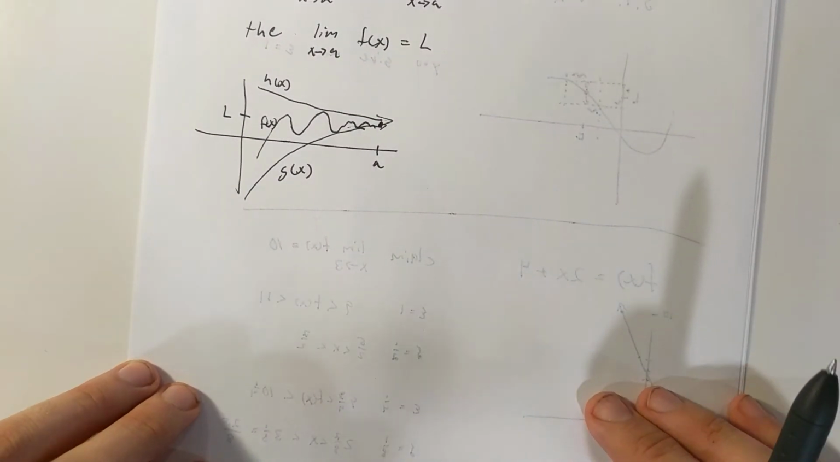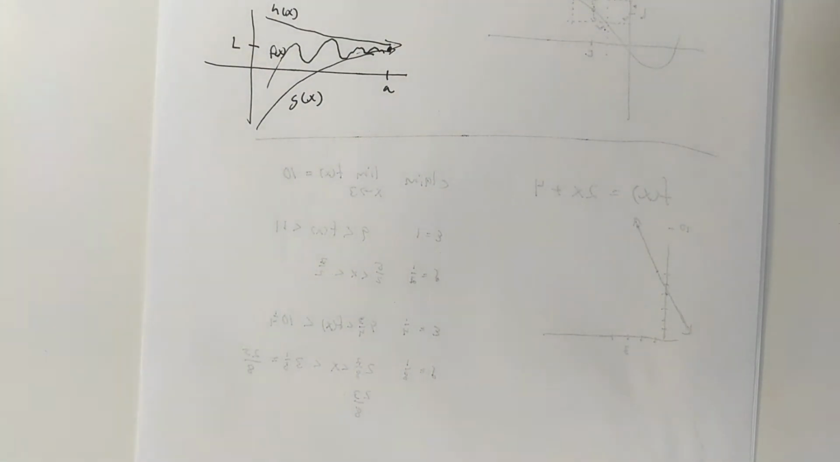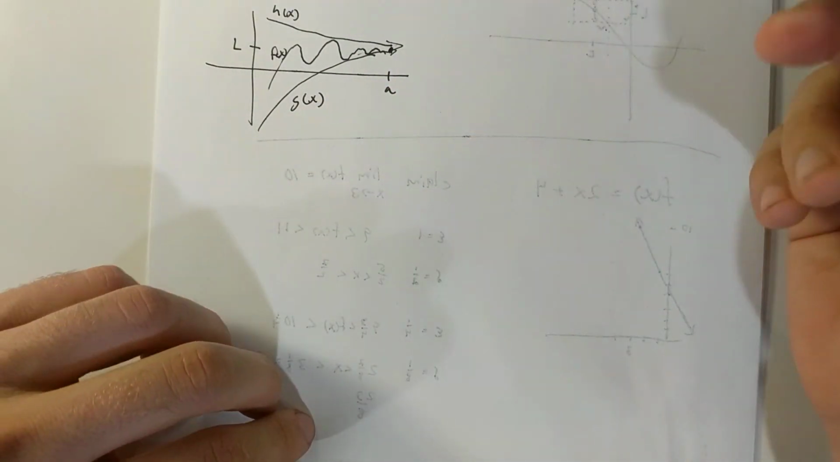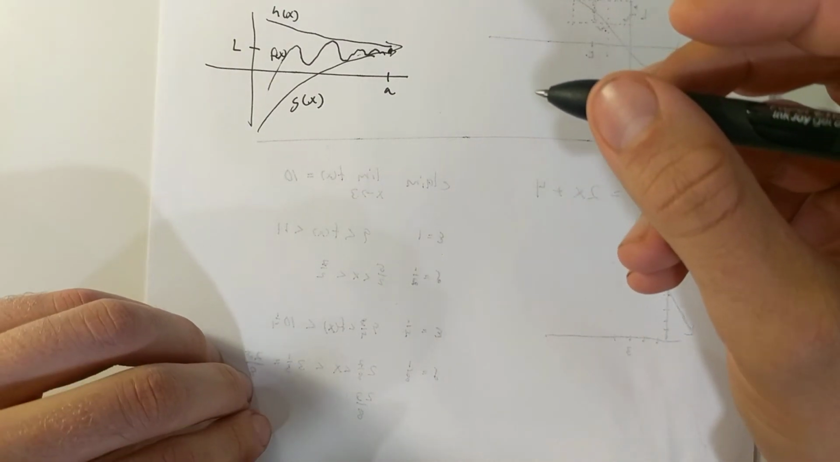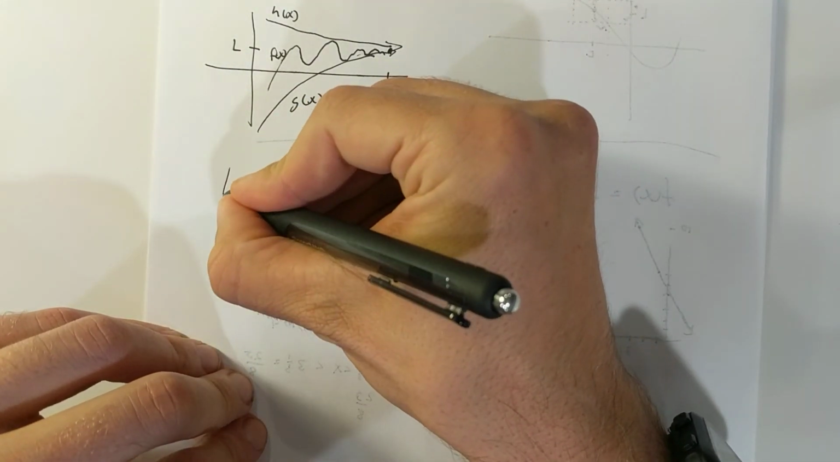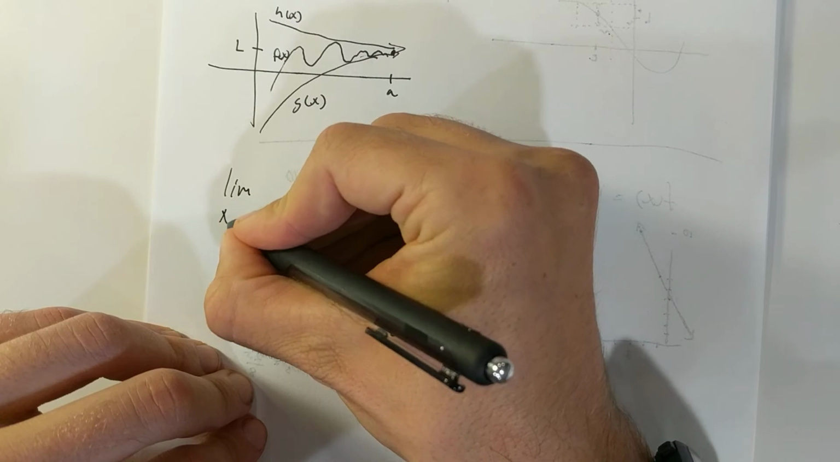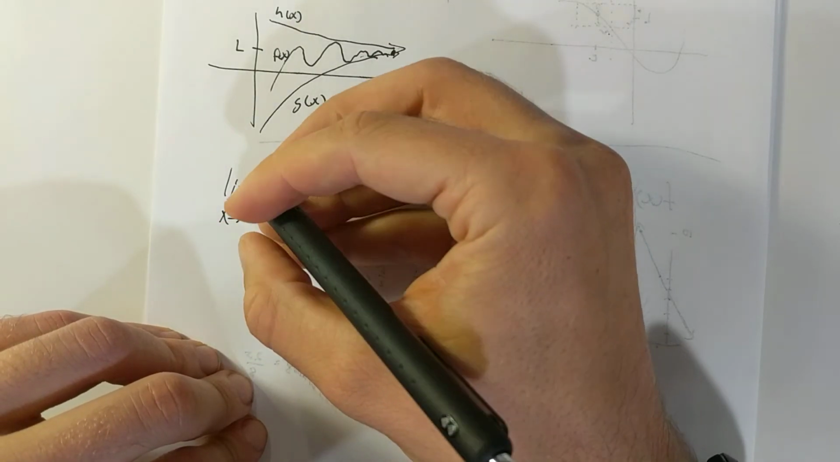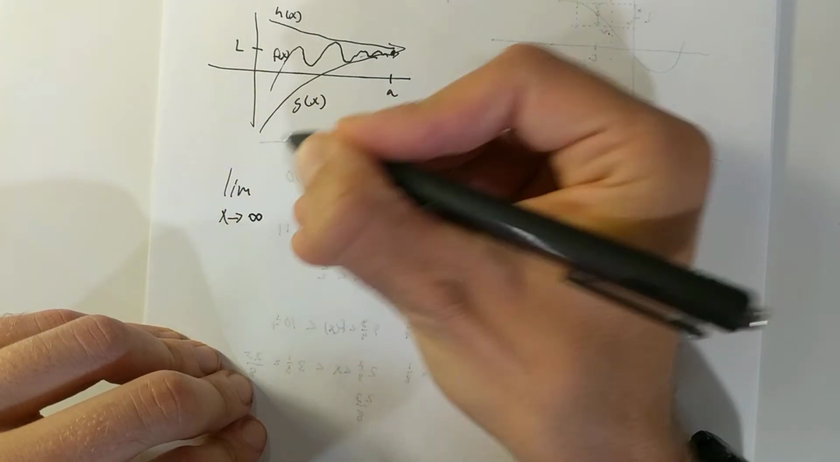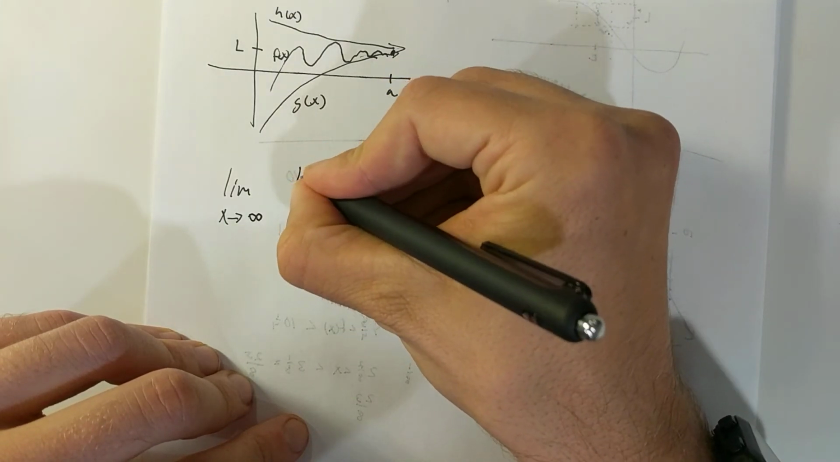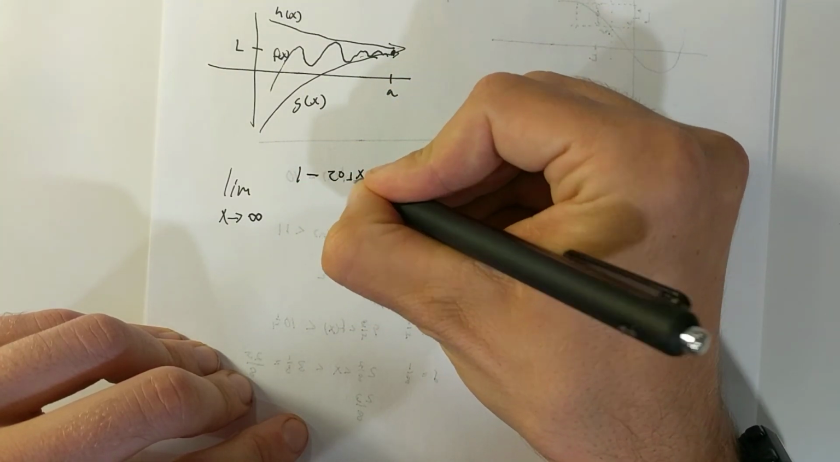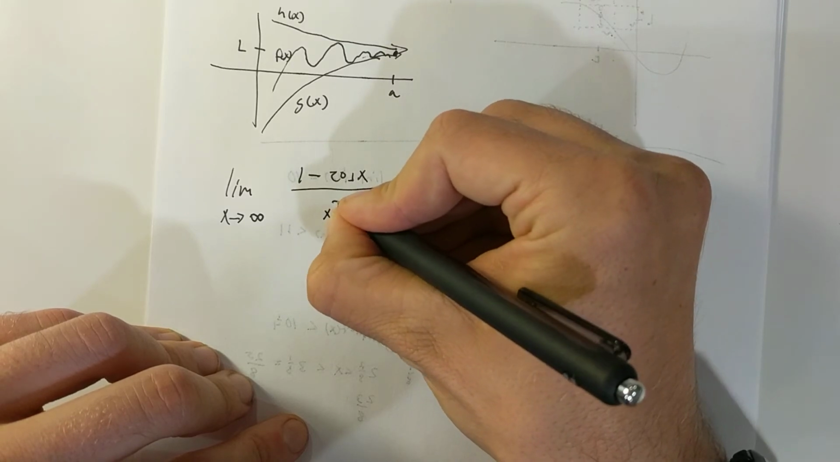Now, where does this actually matter? Okay, I'm just going to give you one example, but it's going to be a pretty easy one. And it's also going to look like every other possibility. So, all right, here we go. The limit as x approaches infinity of 1 minus the cosine of x over x squared.